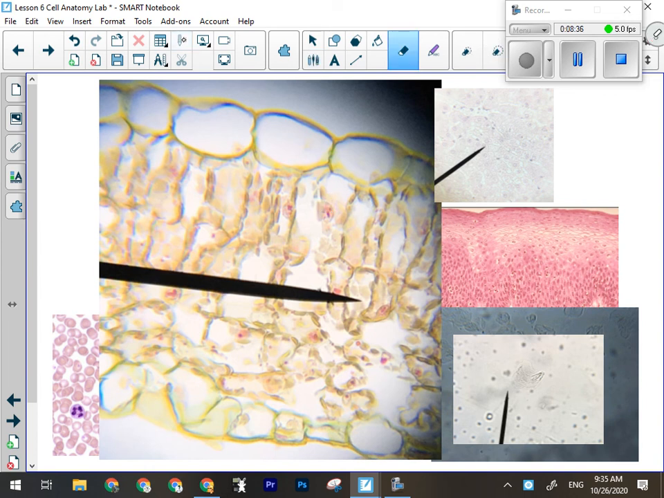Here on the end, that's the rough ER. Remember, there's always rough ER stuck on one side of the nucleus, and you can usually see that with the microscope as well. You have to know what you're looking for, which is why I'm illustrating it right now, so you know what to look for. Otherwise, you get lost quickly.